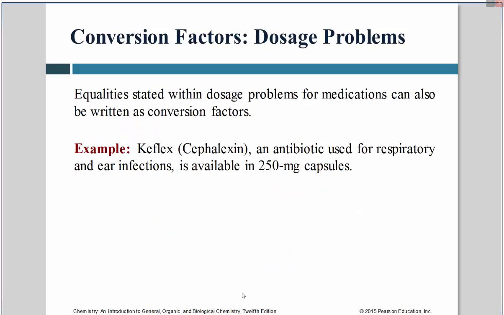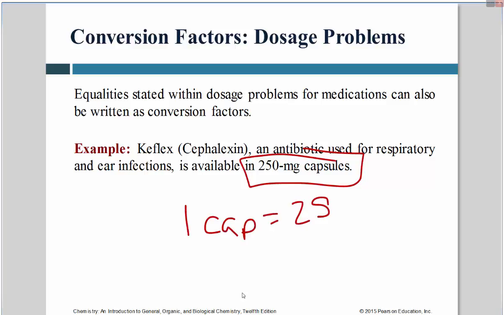So here's one with another story problem. This is specifically medically related. Keflex is an antibiotic used for respiratory and ear infections. 250 milligram capsules. That means in every capsule there's 250 milligrams. And there's your equality. From here, we can divide one by the other and get the conversion factor.